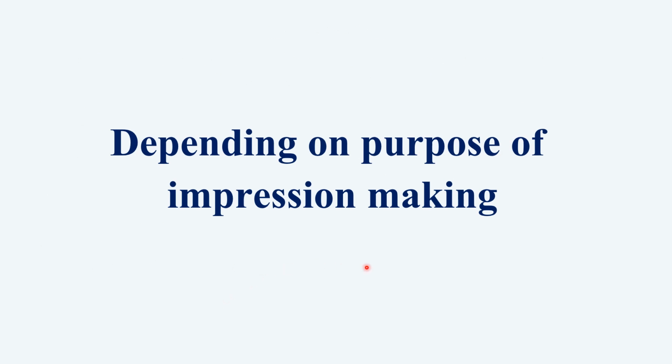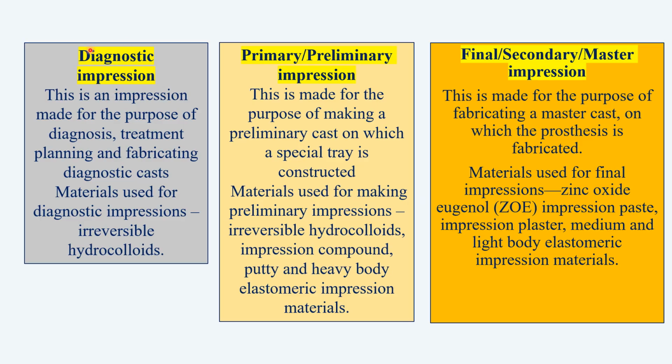Now, depending on the purpose of impression making, why do we take an impression? Based on the purpose, we can classify it as a diagnostic impression, primary or preliminary impression, and final or secondary or master impression. First, the diagnostic impression is for diagnosis, for treatment planning, and for fabricating a diagnostic cast. The name itself suggests it is done for diagnosis. The materials used here are mainly irreversible hydrocolloids.